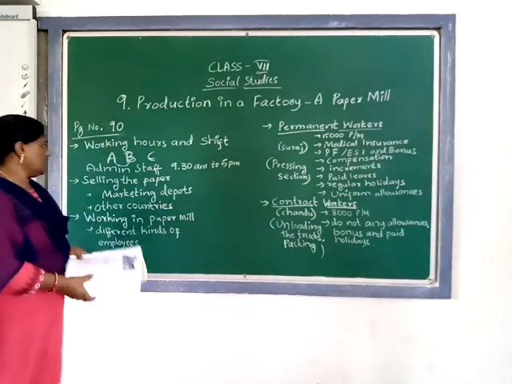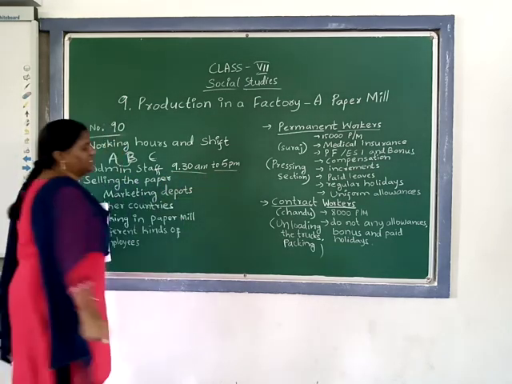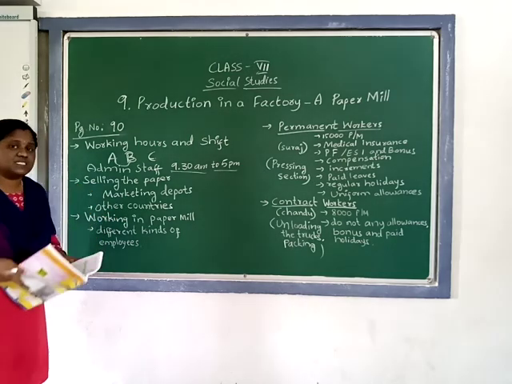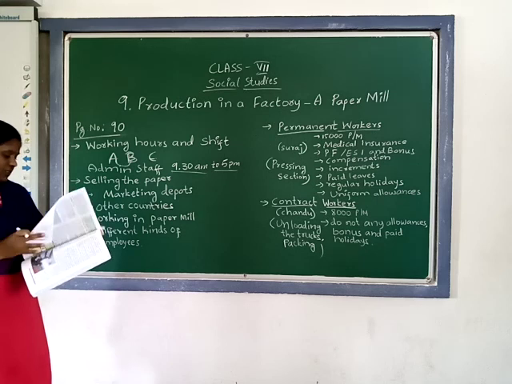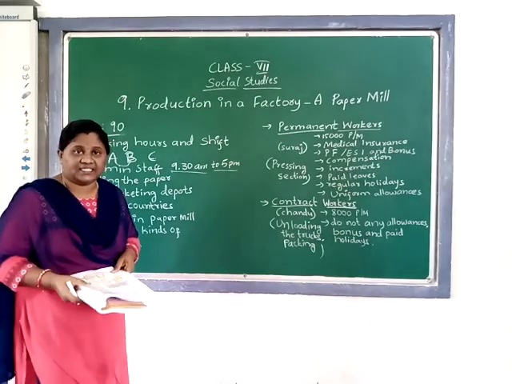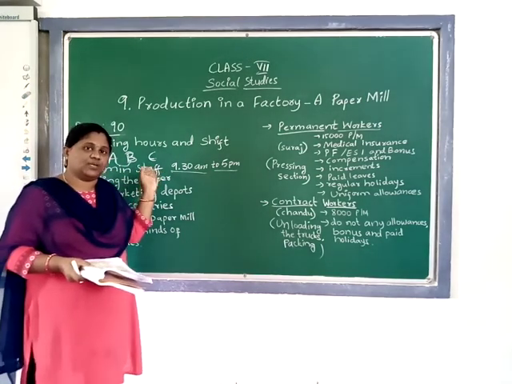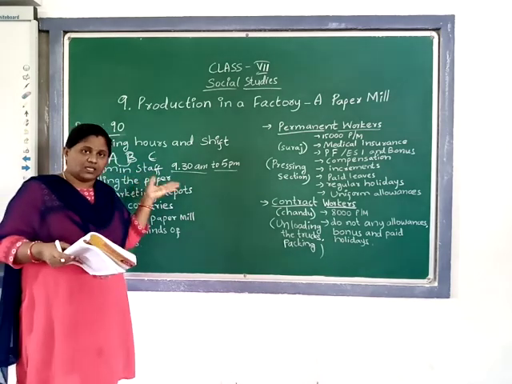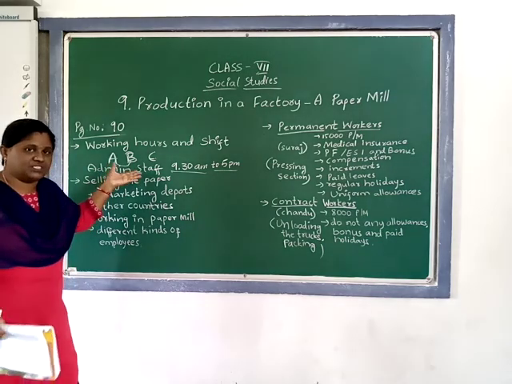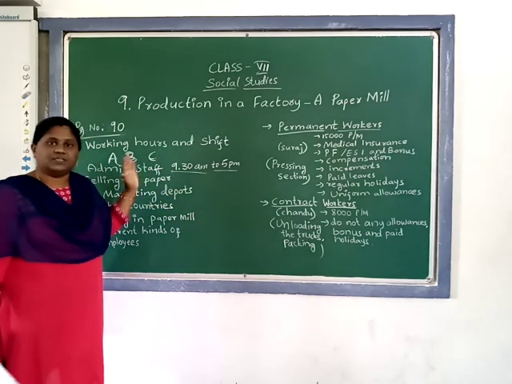And what about the administration staff? Admin staff timings are 9:30 a.m. to 5 p.m. These admin staff look after all the work in the mill: management work, accounts, trades and sales. All of this work is done by the administration staff. They also look at HR rules, employees' problems and employees' working areas. This all comes under administration staff. So what are their timings? 9:30 a.m. to 5 p.m. They have to attend regularly.